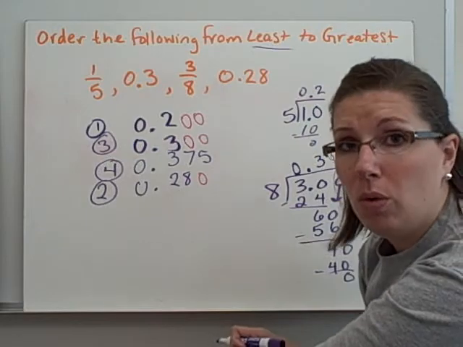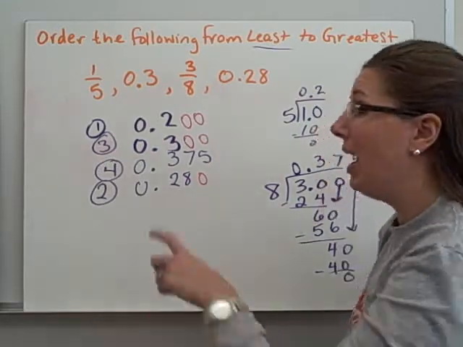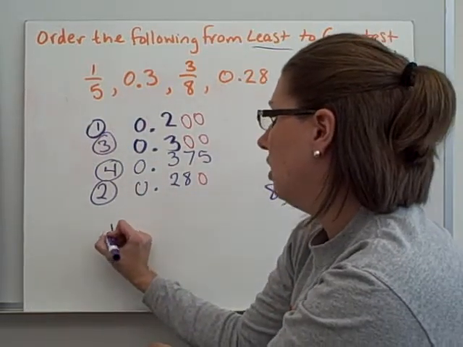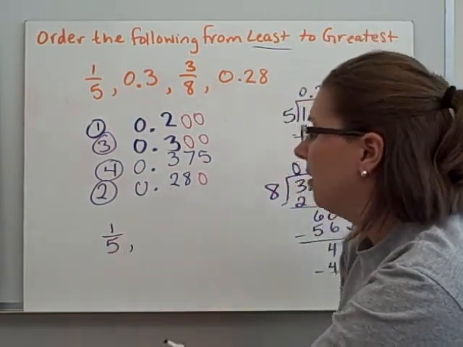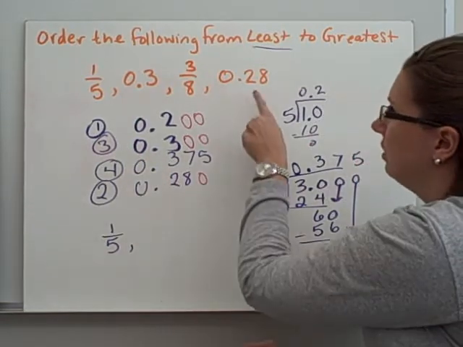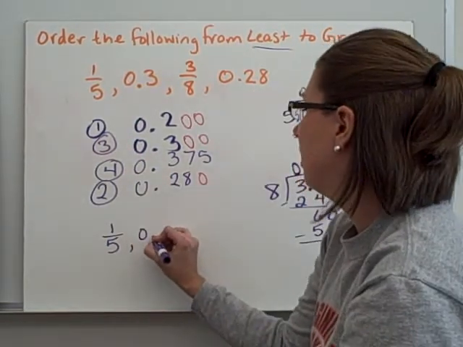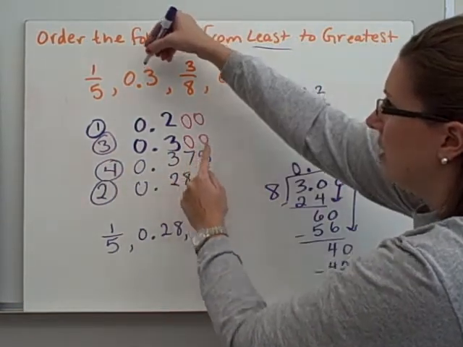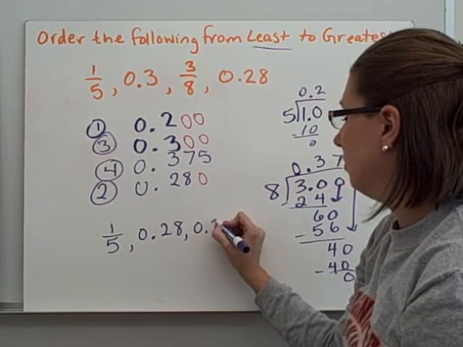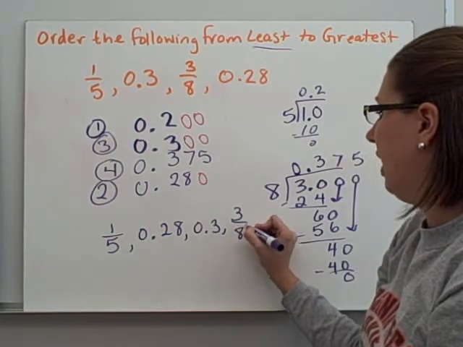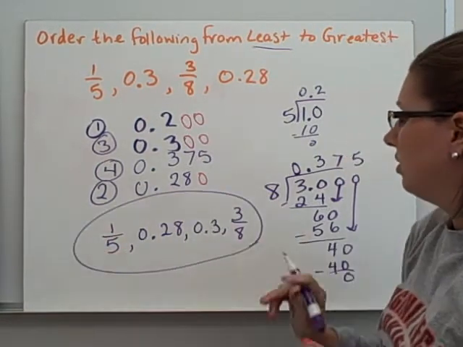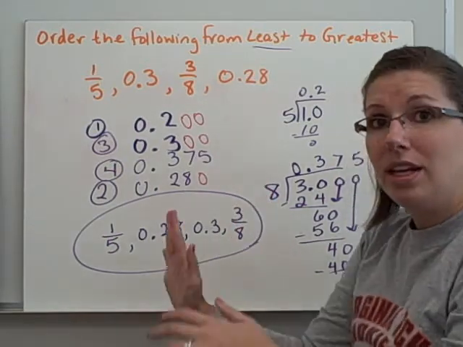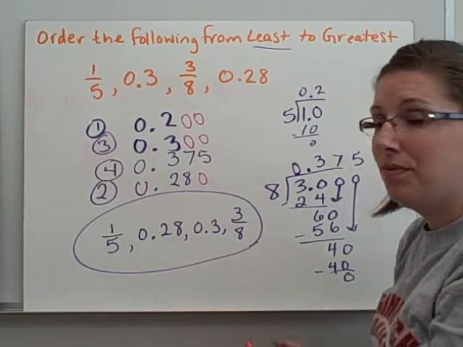When I rewrite them in order, I'm rewriting them as their original number. So the first number I'm going to write is actually not 0.2, but 1/5. And then the next number was this decimal here. Then the next number was this decimal here. And the last one, 3/8. So this is my answer of all my fractions and decimals put in order from smallest to largest.